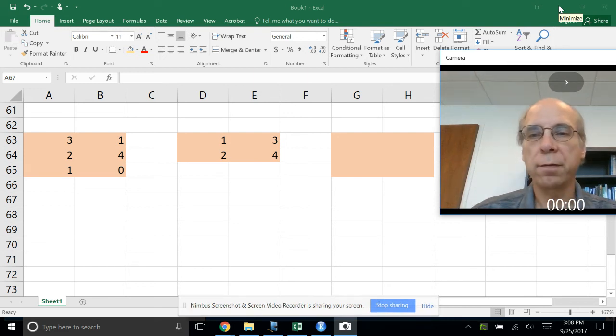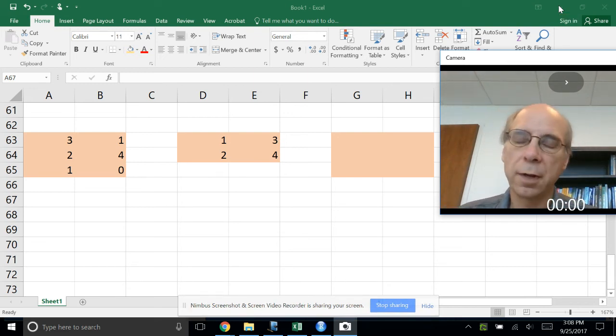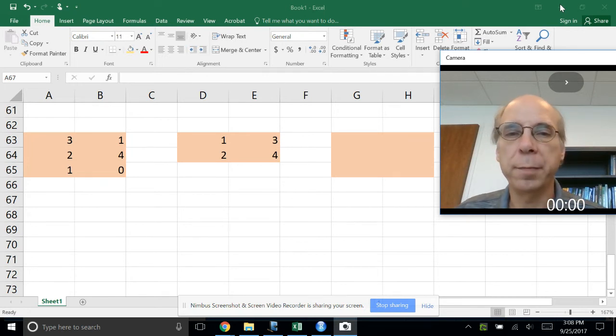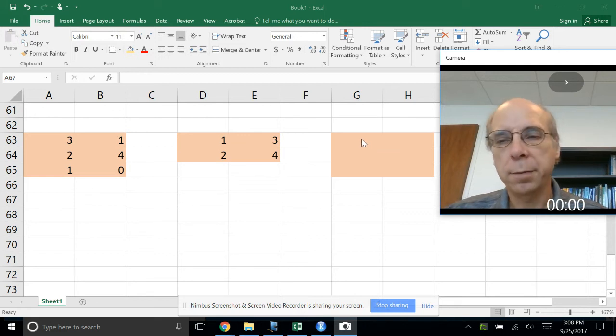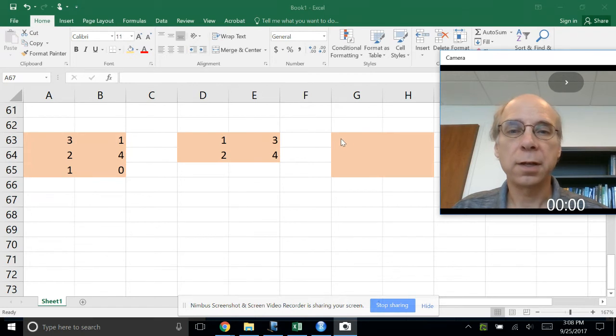Okay, so now that we have the basic algorithm or the method of multiplication of matrices, let's talk about how we can use Excel or maybe even R, because when the matrices get big, we don't want to do this by hand. All right, so let's go over here.